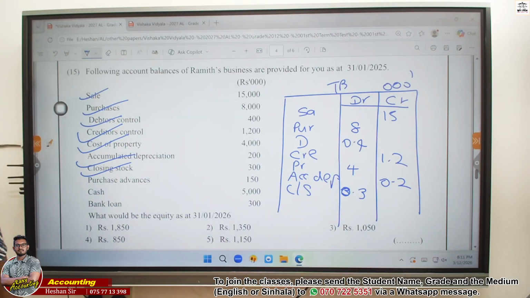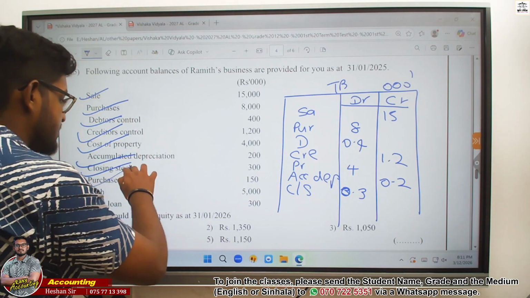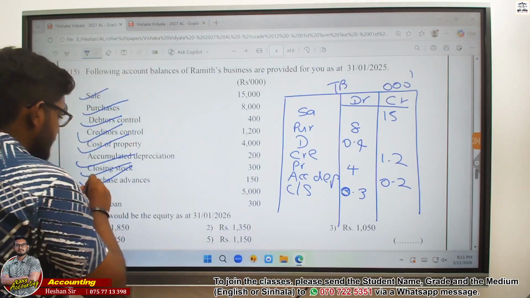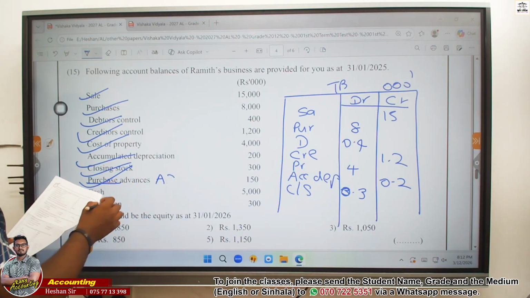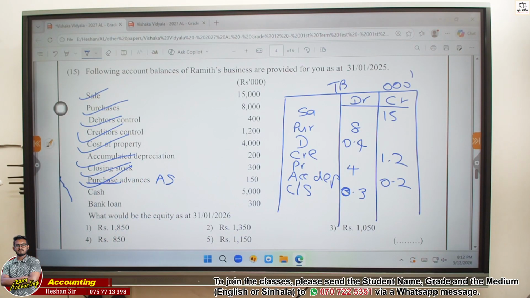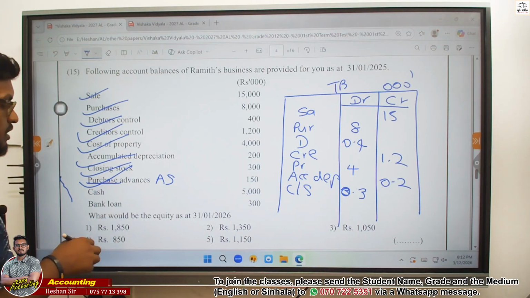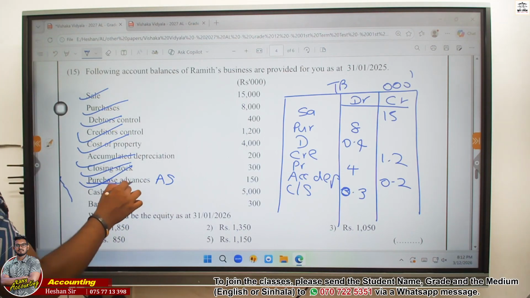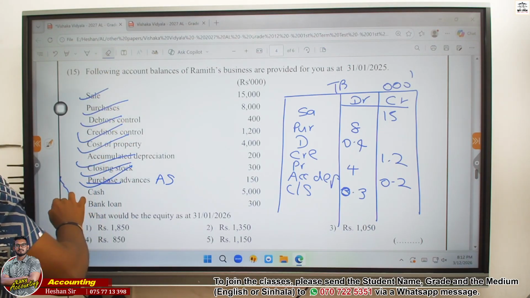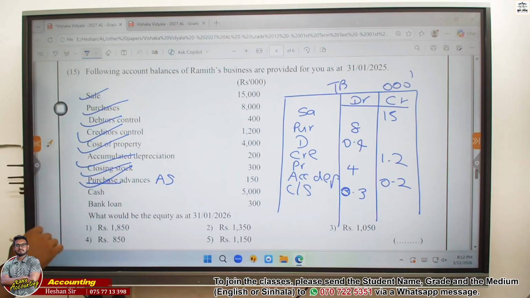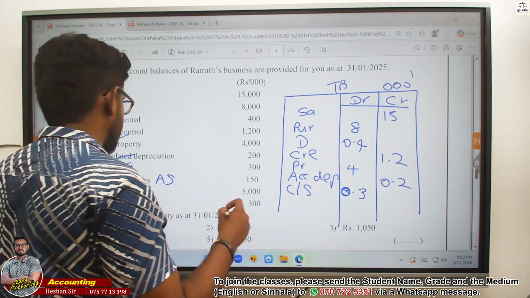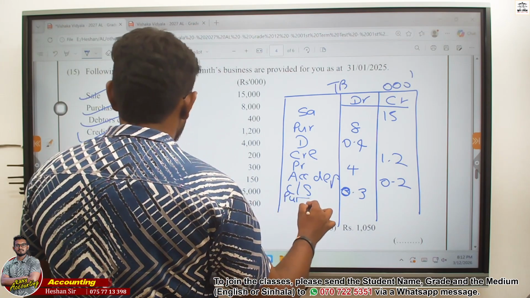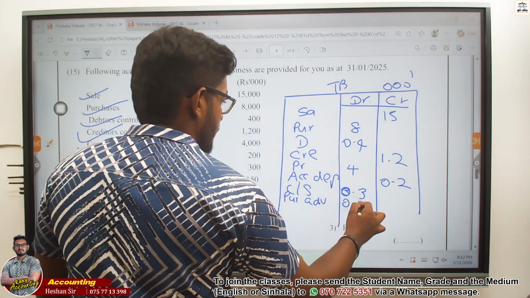It is an asset. Then purchase advance and sales advance. Purchase advance is an asset, remember. To purchase the goods, we made an advance, so it is an asset. Sales advance is a liability, why? To make sales, we took an advance. Purchase advance is an asset, 0.15.